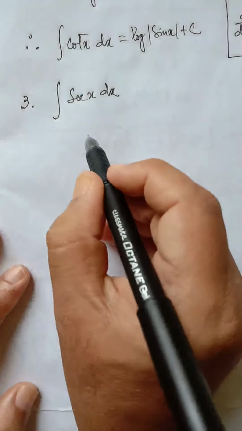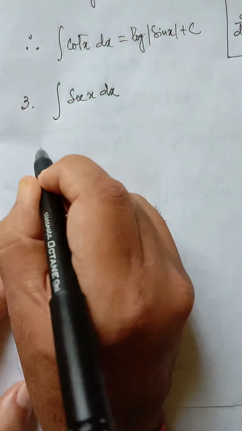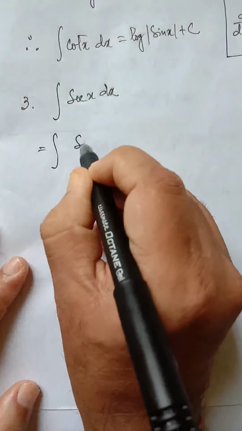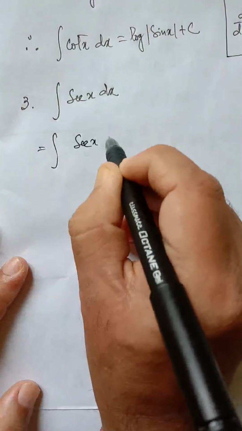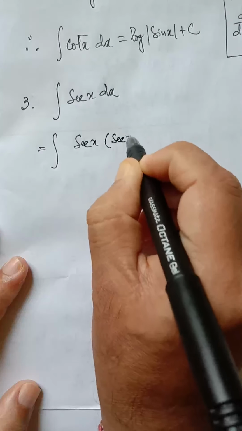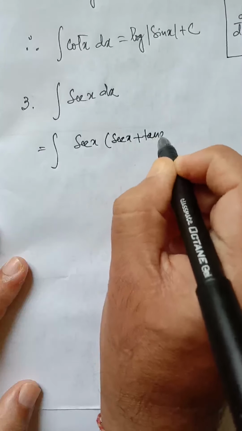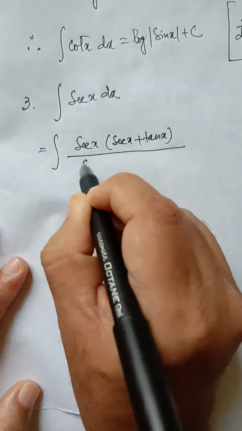Next, to integrate sec x dx, we multiply numerator and denominator by sec x plus tan x.